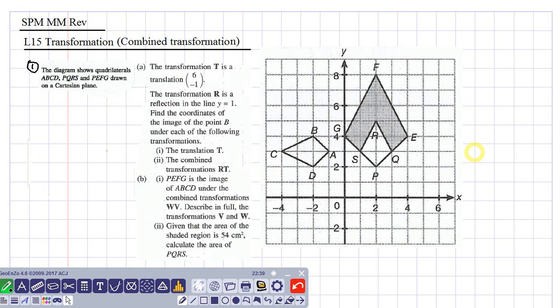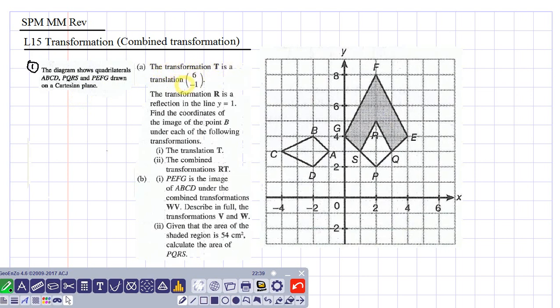This is lesson 15. In this video, I'll be talking about transformations, but this time it's combined transformations. Okay, let's look at the first question. The diagram shows quadrilateral ABCD, PQRS, and PEFG drawn on a Cartesian plane.